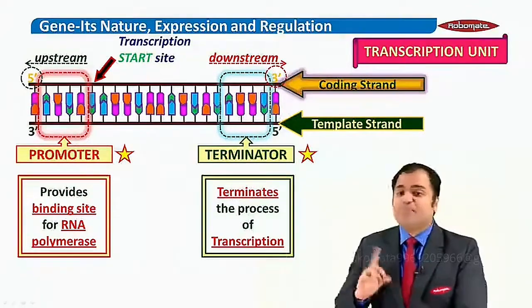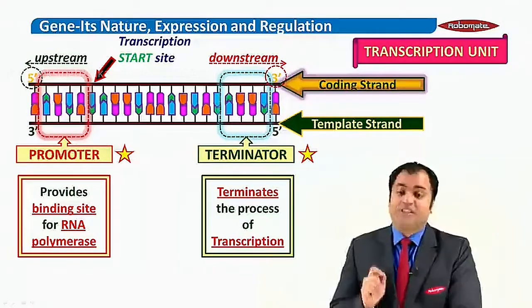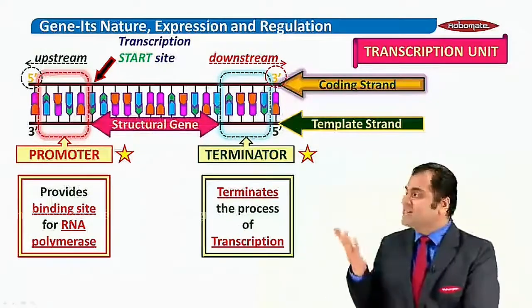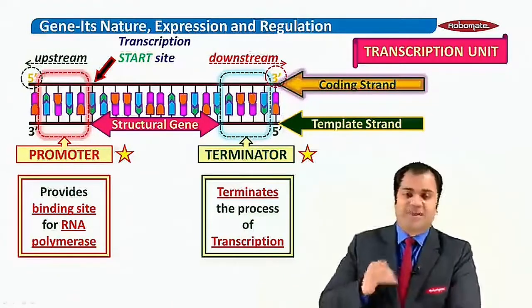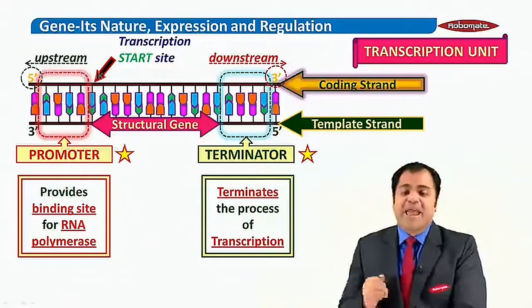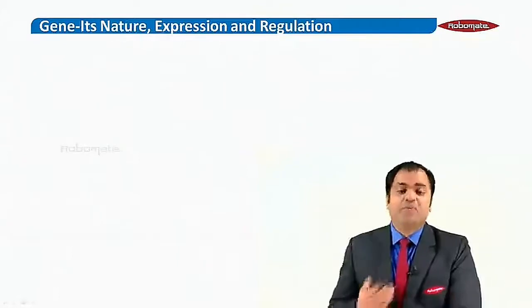Now, in between the promoter and the terminator, you will find the third area involved in the transcription unit, which is called the structural gene. So it is the structural gene which is to be transcribed. Is that okay? Controlled by the promoter upstream of it and the terminator downstream to it. Is that okay? Cool. Moving on.